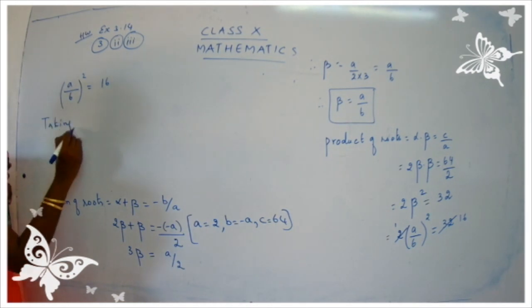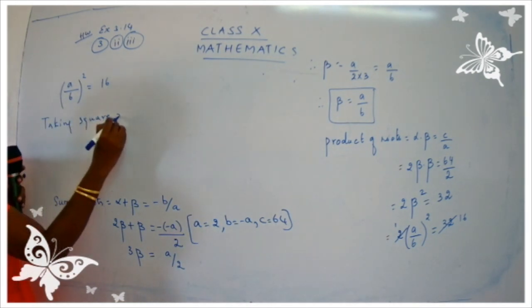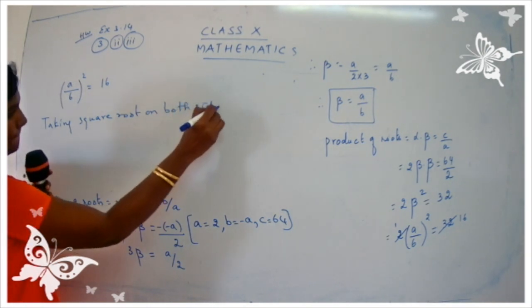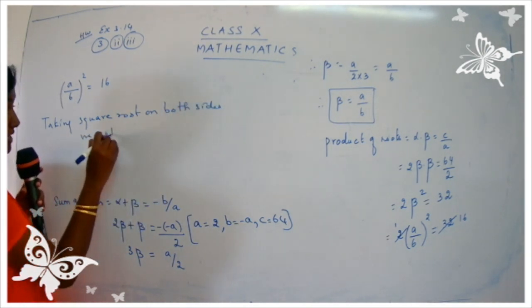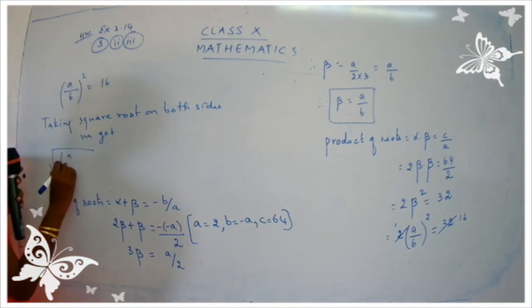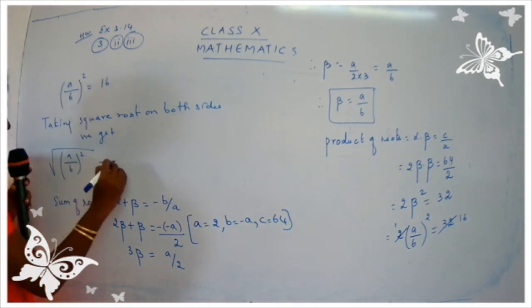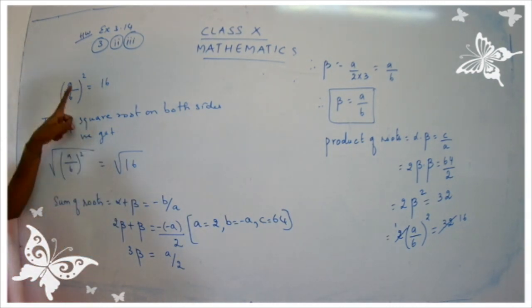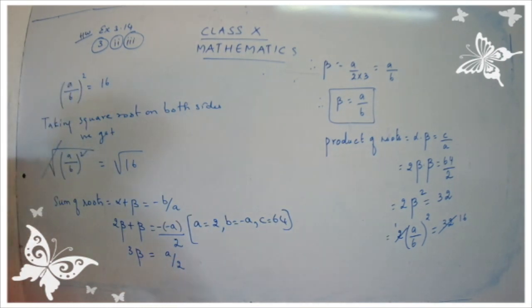Taking square root on both sides, when I take the square root, I will put one more statement, no problem. Square is equal to square root. So I am taking square root on both sides. To remove the square, I am going to take the square root. The square root and the square go off.